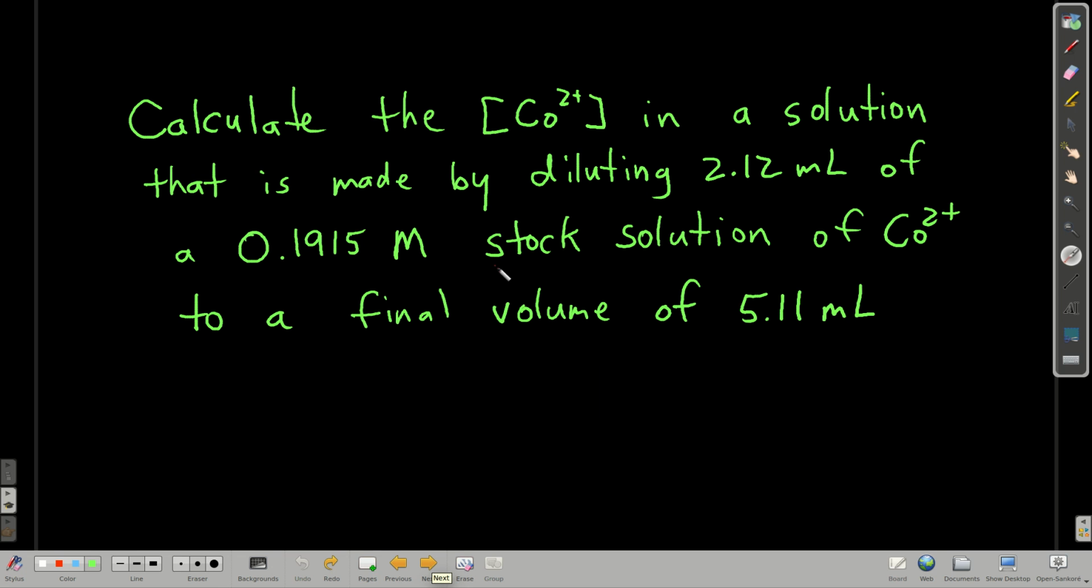So now let's do an example, which may or may not seem familiar to you. Calculate the concentration of cobalt-2 ion, remember the square brackets mean molarity, in a solution that's made by diluting 2.12 milliliters of a 0.1915 molar stock solution of cobalt-2 ion to a final volume of 5.11 milliliters. So a stock solution just means what we made up initially, and now we're going to dilute it.